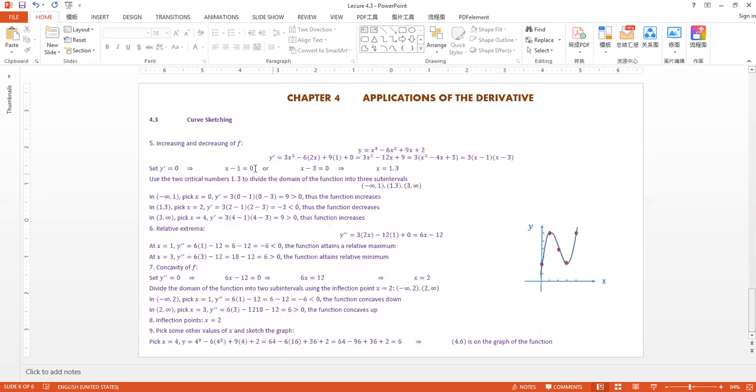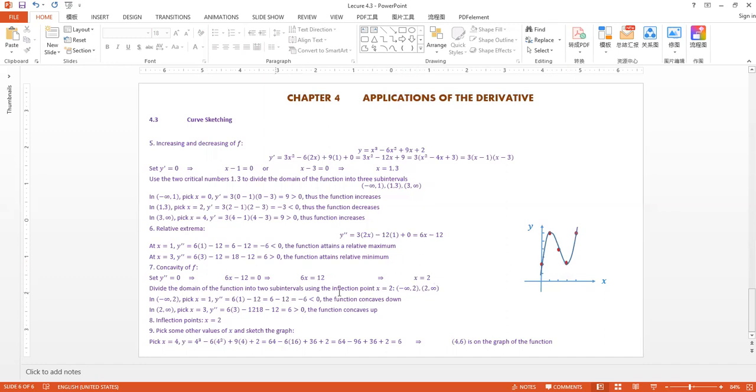Then increasing and decreasing: from negative infinity to 1, the function is going up, it increases. From 1 to 3, the curve goes down. From 3 to infinity, the curve goes up. And relative extrema: at x equal to 1, we got a relative maximum. At x equal to 3, we got the relative minimum.